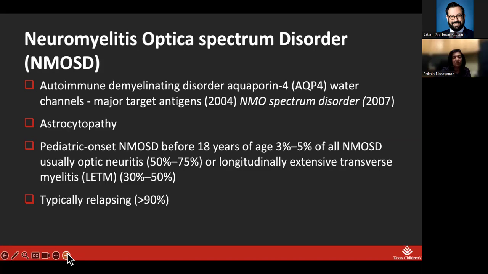Now, pediatric onset NMOSD, before the age of 18 years, like all the pediatric onset is before the age of 18 years, right? So that accounts for about 3 to 5% of all NMO spectrum disorders. And usually in pediatrics, they'll present with optic neuritis or longitudinally extensive transverse myelitis. Now, while MOG can be both monophasic and relapsing, these are typically relapsing in a great percentage of cases.